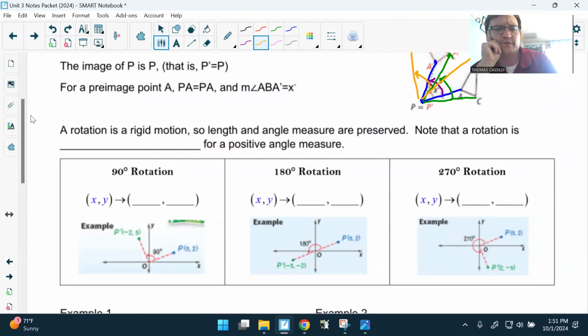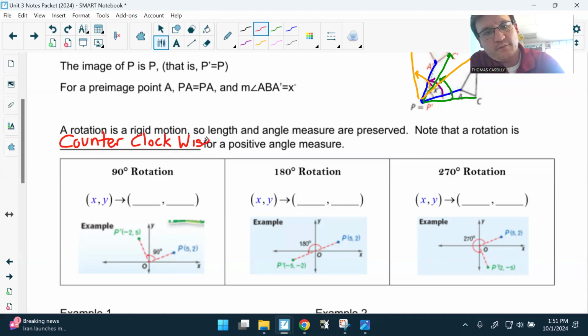Now, fortunately, a rotation is an isometry, so length and angle measure are preserved. Note that a rotation is, all right, this is one of my least favorite things about all of math, a rotation is counterclockwise for a positive angle measure. We might have to start picking a different word soon because you guys might not know what counterclockwise is, right?